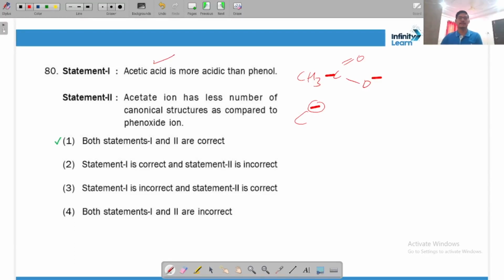Correct. Acetate ion has less number of canonical structures compared to phenoxide ion. Yes, acetate has only 2, and for phenoxide you can draw a total of 5 structures. Okay? So both statements are correct, but that one is not an explanation.